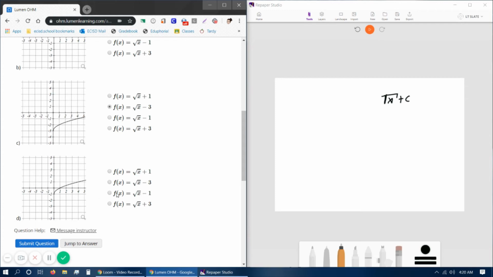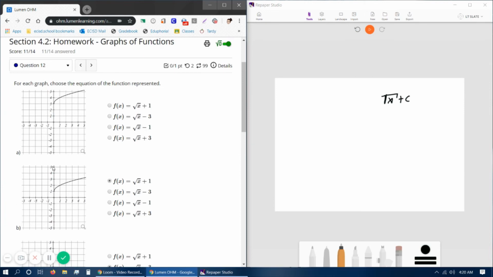with graph D. The fourth function is f of x equals the square root of x plus 3. C is 3, which means the vertex is 3 squares above 0, 0 at 0, 3, matching it with graph A.